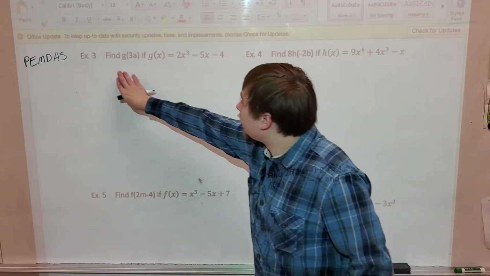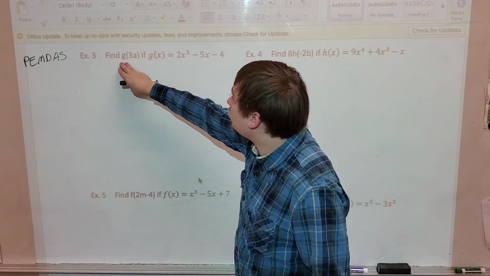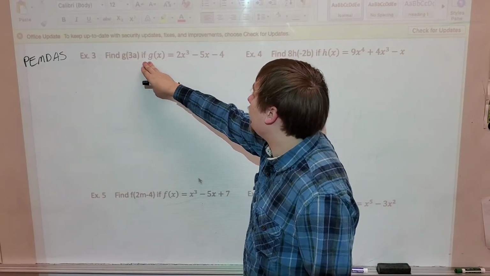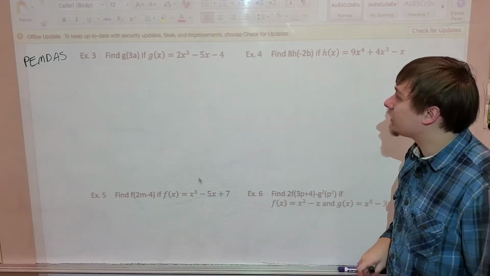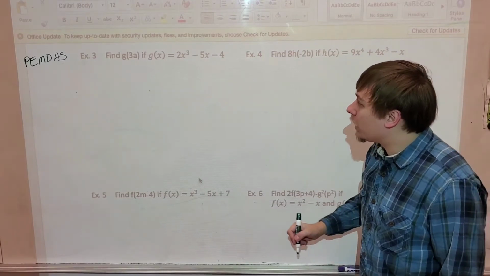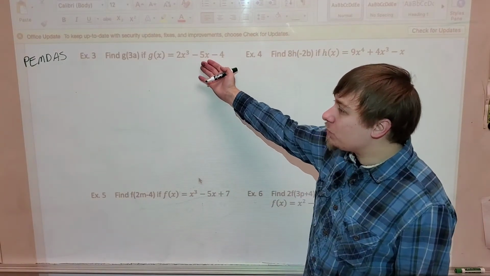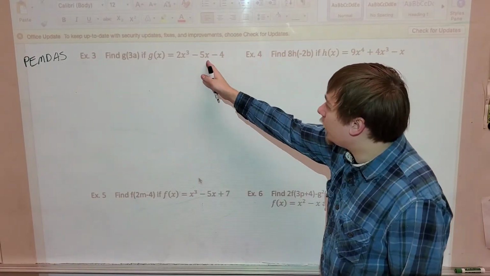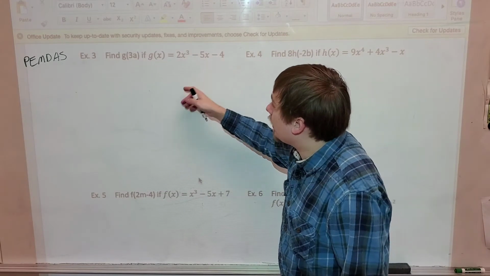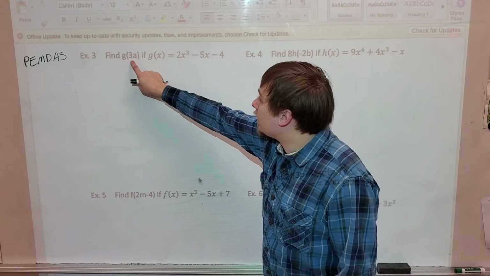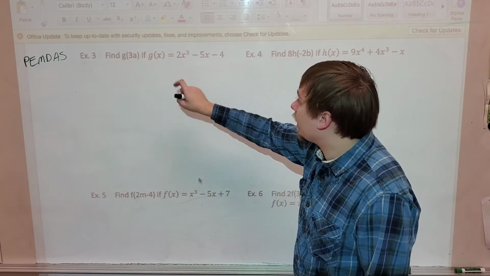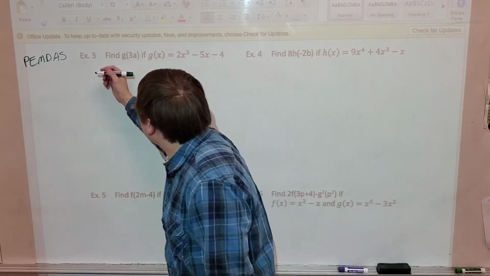Now, this example, number 3, wants us to find g of 3a if g of x is 2x to the third minus 5x minus 4. Okay, so wherever x is, what did we do before? We took a number and we plugged it in where x goes. And where did we get that number? From in these parentheses. So that's exactly what we're going to do. We're going to take what's in these parentheses and just plug it in where x is. So let's go ahead and do that.